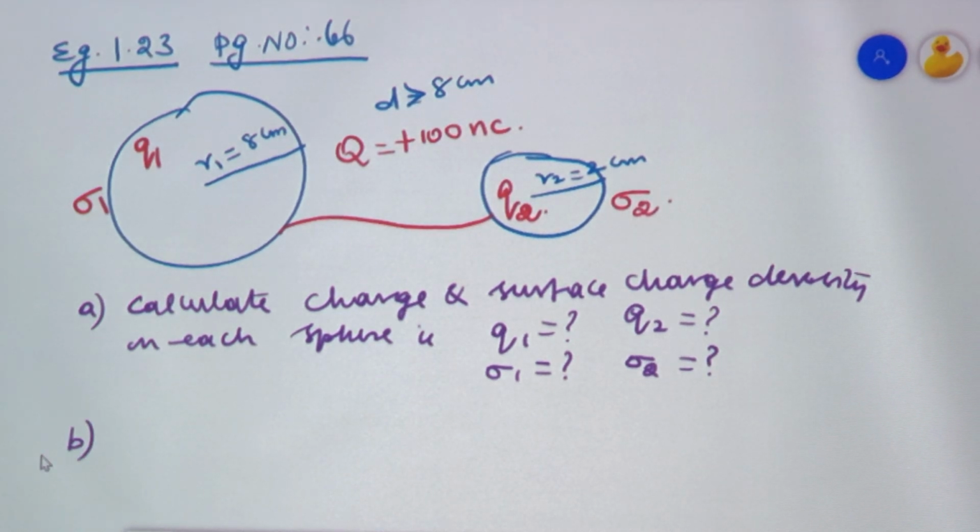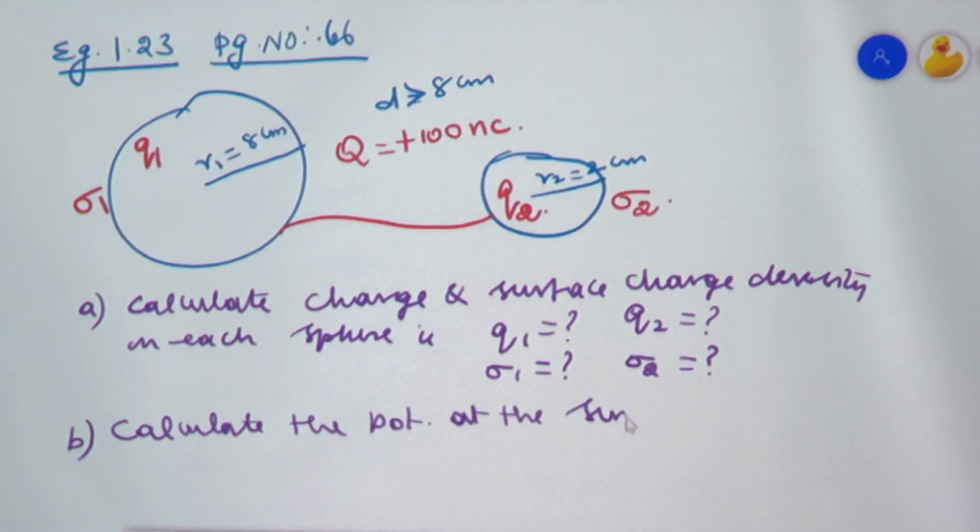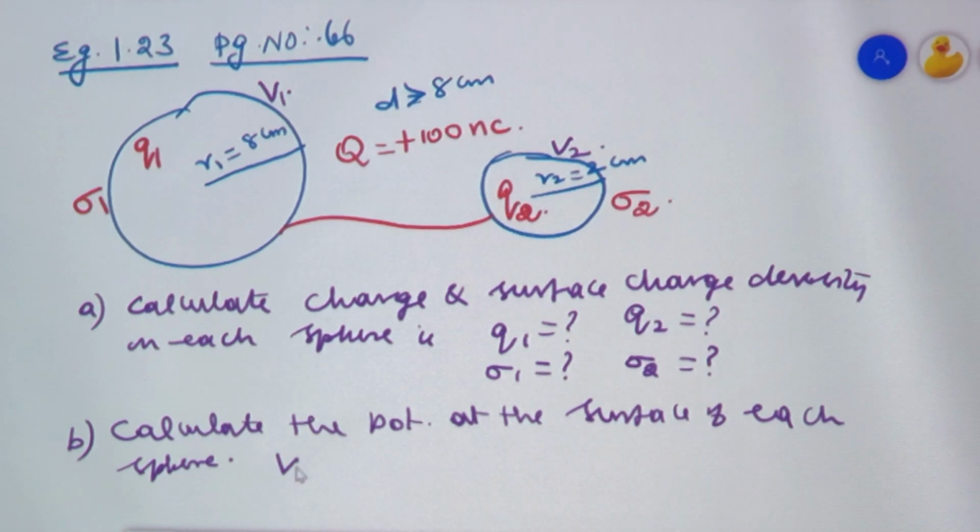What is the second one asked? Calculate the potential at the surface of each sphere. Calculate the potential on the surface of each sphere. That is, on the surface of the first sphere, let us consider the potential as V1. Here, let us consider the potential as V2. So you are asked to calculate the value of V1 and the value of V2.